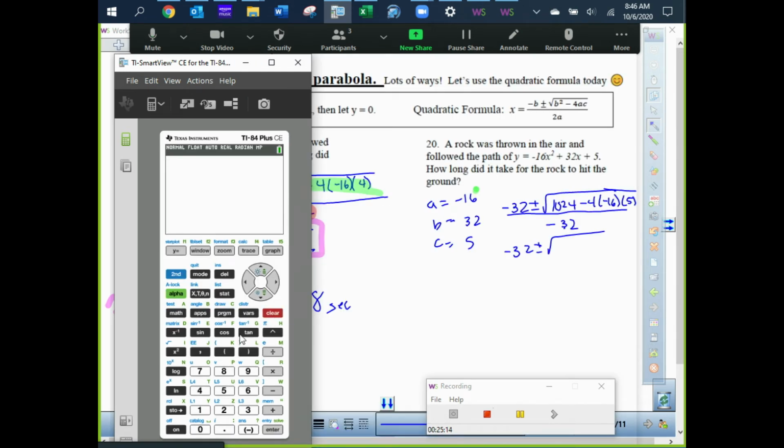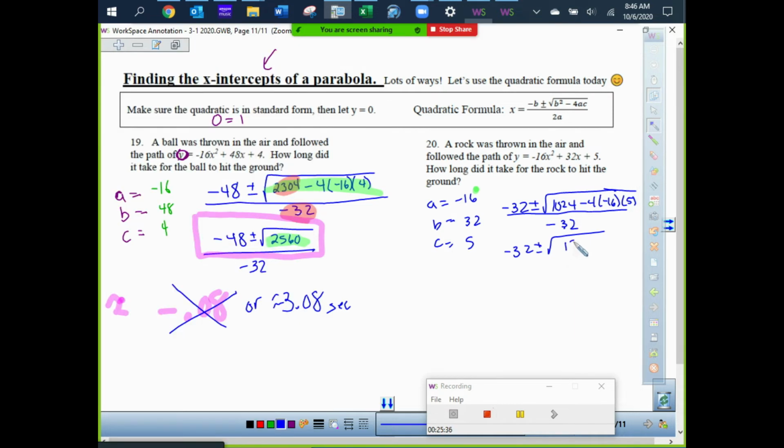The 1024. This calculator is really frustrated today. Sorry to everyone for having to put up with it. Times negative 16 times 5. I got a discriminant of 1344, all over negative 32.